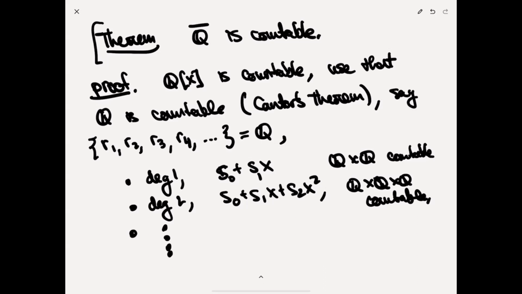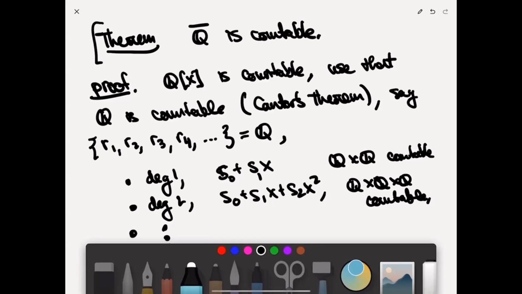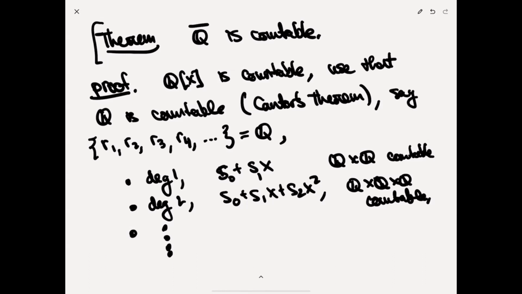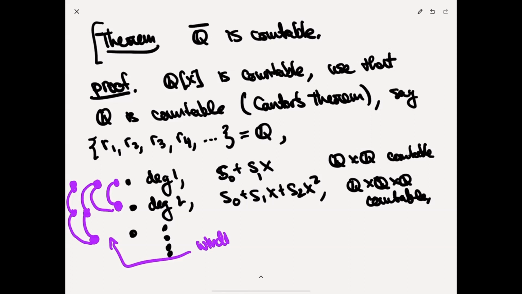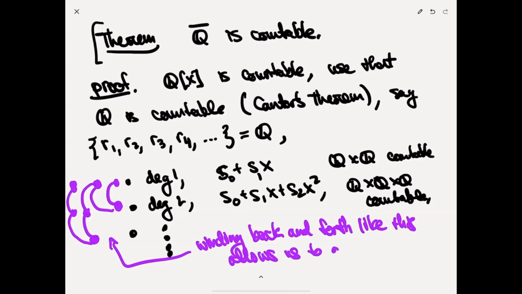The strategy, and I'll do it roughly, is that we count 1 here, then move down, then count 1 here, then move back up, and so on. We keep winding back and forth, and eventually we hit every single one. Winding back and forth like this allows us to count all of them.